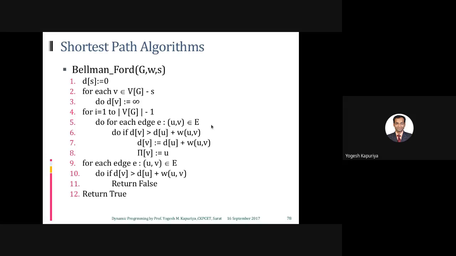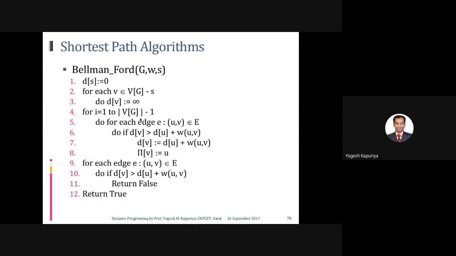Then again you do, for every edge UV belonging to E, that means for every edge of the graph, you are trying to relax that edge. So how do you relax the edge? If the distance of V, that means the distance of the destination vertex, is greater than the distance of the source vertex plus the weight of the edge, then the distance of the destination vertex will be updated. And obviously, in order to keep track of the path, you need to maintain the parent. So parent of destination is source. So you will repeat this V minus 1 times.